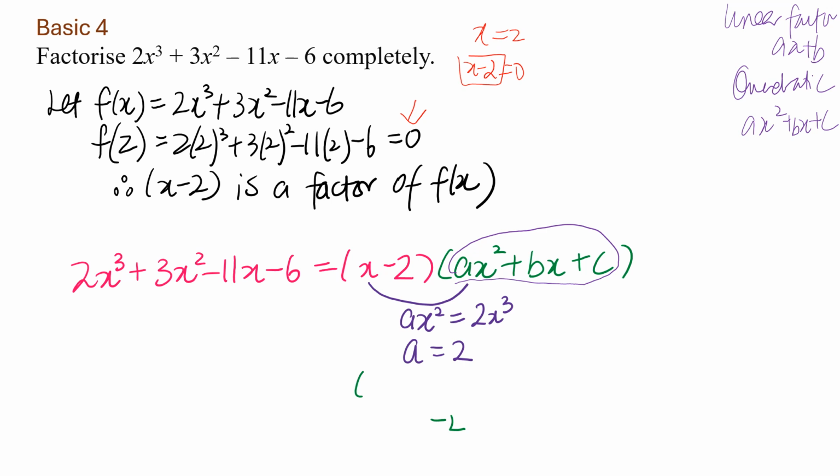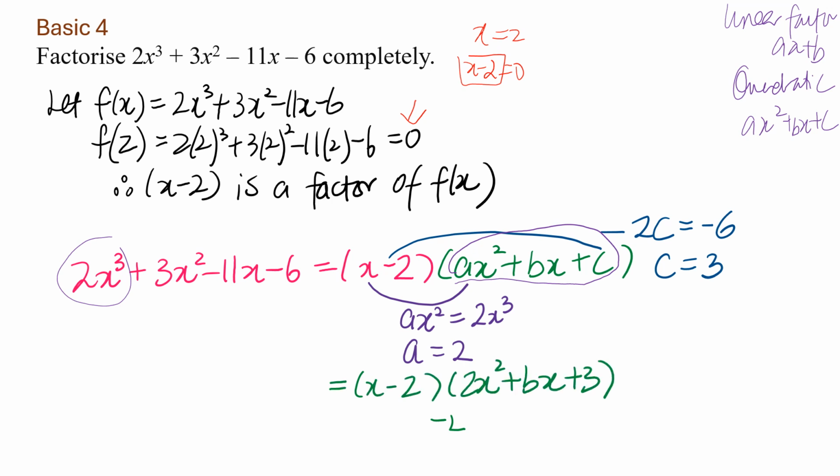So we just basically take the first term of your linear times the first term of your quadratic, and that will definitely give you the first term of your cubic polynomial. So that will get a equals 2, and then we go on to find your constant term, right? Negative 2 is a constant, multiplied with c is a constant, will give you the constant term of the polynomial, which is negative 6. Right, and you get c equals 3.